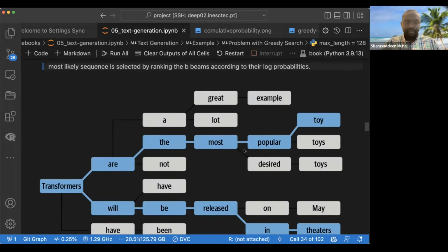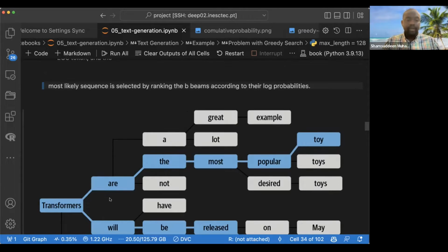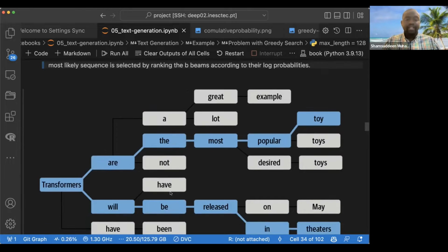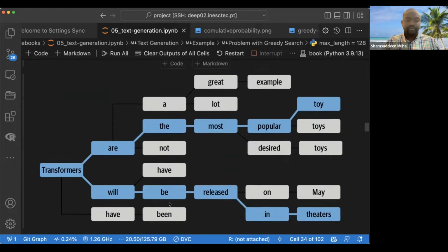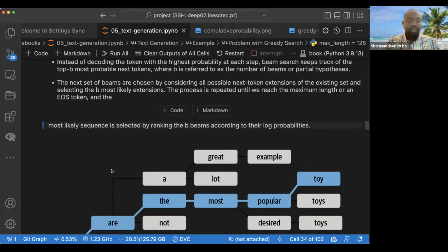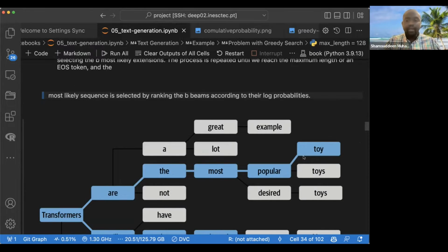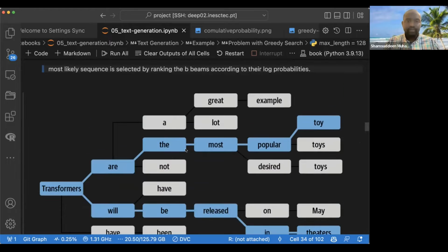So here you can see the example transformer. At each step, we are not taking just one, but we are producing the B topmost, selecting them and outputting, until we generate the stop. And now we find the probability of all the sequences from here to the end, and find out which one has the highest probability.